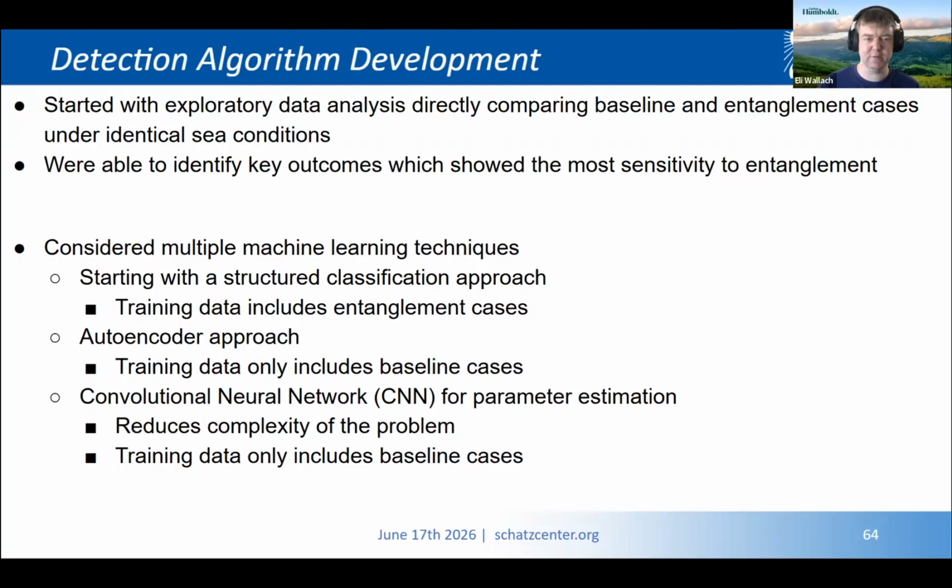The next approach we considered was an autoencoder-based approach. I will describe this in a bit more detail on the next slide, but this approach is commonly used for anomaly detection in time series data and can be trained on only baseline unentangled data, which makes it very attractive. However, training an autoencoder for this system proved to be challenging. So the final approach that we have moved forward with is using a convolutional neural network for parameter estimation. This draws on some of the core ideas of the autoencoder, but greatly reduces the complexity of the required neural network and maintains the key benefit of training on only baseline data.